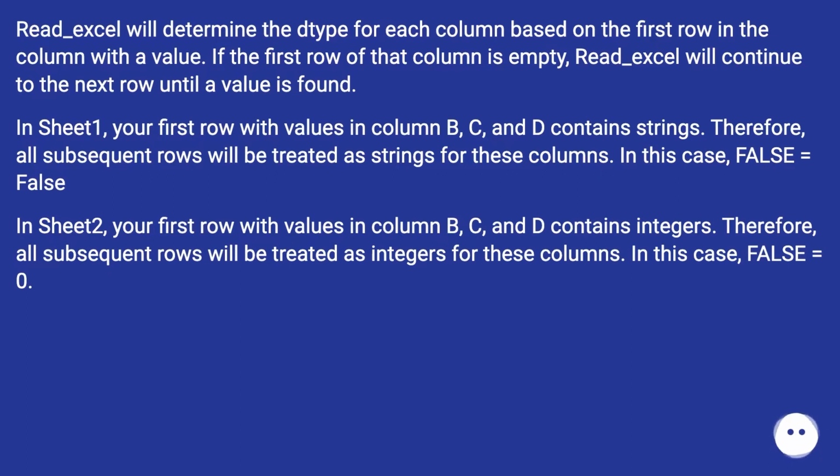In sheet 2, your first row with values in column B, C, and D contains integers. Therefore, all subsequent rows will be treated as integers for these columns. In this case, false equals 0.